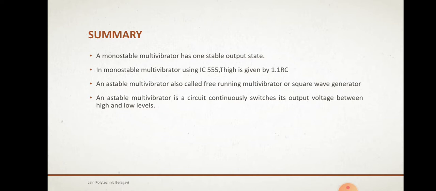An astable multivibrator is also called a free-running multivibrator or square wave generator. An astable multivibrator is a circuit that continuously switches its output voltage between high and low levels.